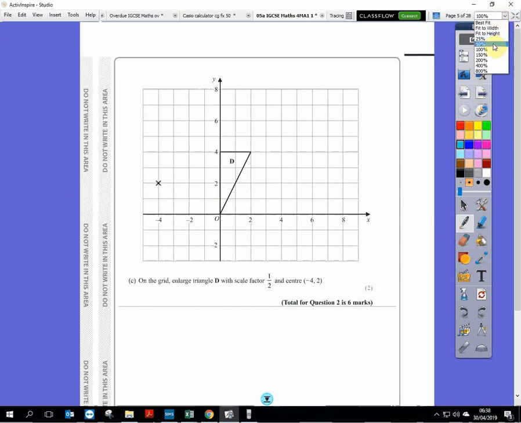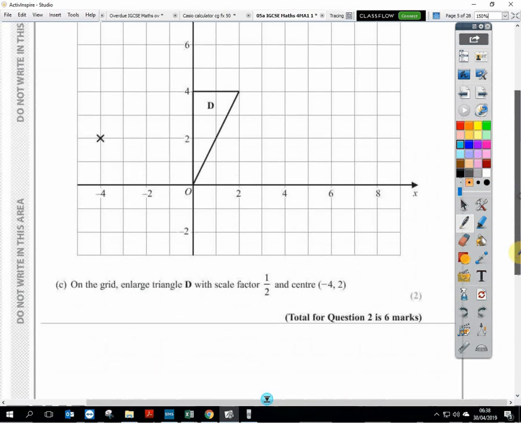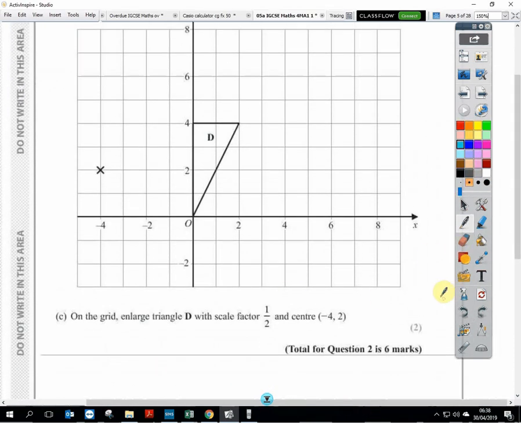Enlarge scale factor half, center minus 4, 2. So they've marked the center point on for you. Choose a corner of the triangle and work out how you get from the cross to the dot. You go 4 right and 2 up. That's how you get from the cross to the dot.